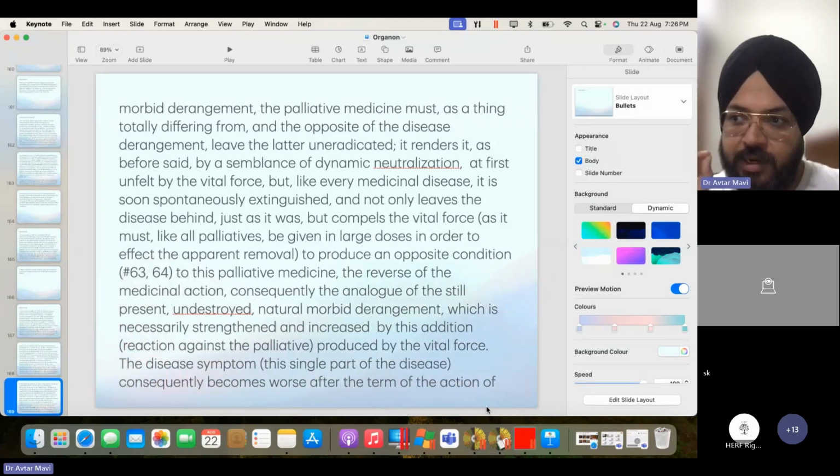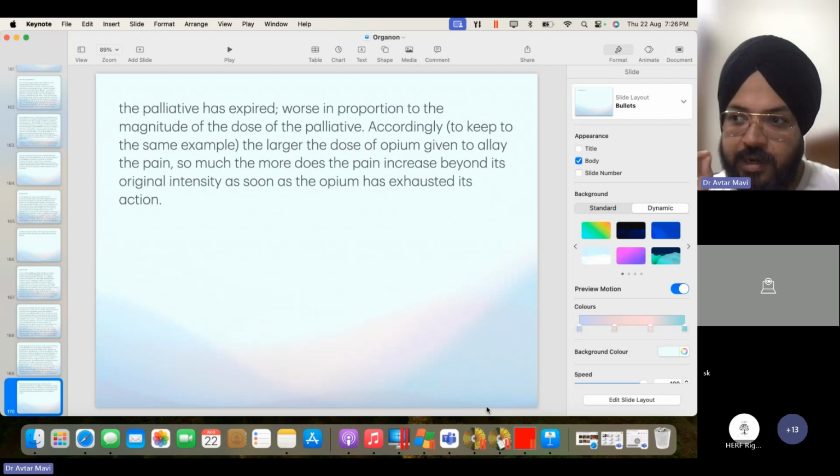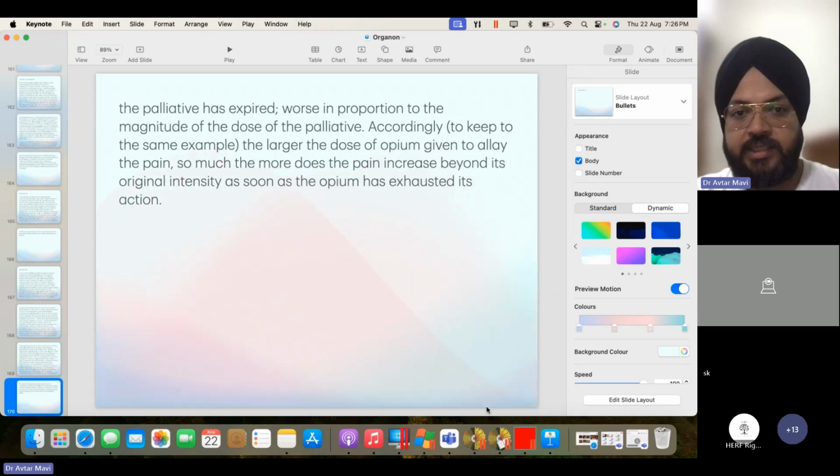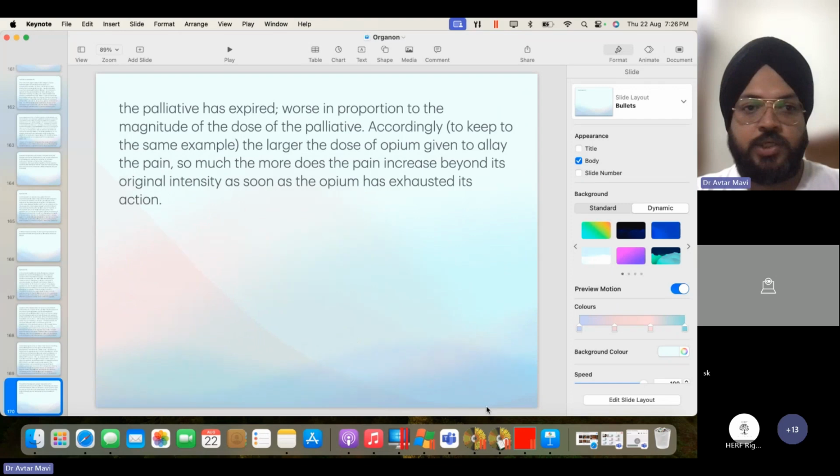So this symptom is just a single symptom of the whole disease. The disease symptom, this single part of the disease, consequently becomes worse after the term of the action of the palliative has expired. So even this single symptom will become much worse, in proportion to the magnitude of the dose of the palliative. The stronger the palliative was, the worse will be the magnitude of the symptom. Accordingly, to keep to the same example, the larger the dose of opium given to allay the pain, so much the more does the pain increase beyond its original intensity as soon as the opium has exhausted its action. So the pain will increase compared to what it was before giving opium.